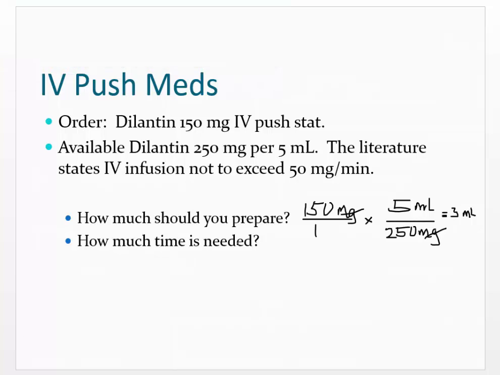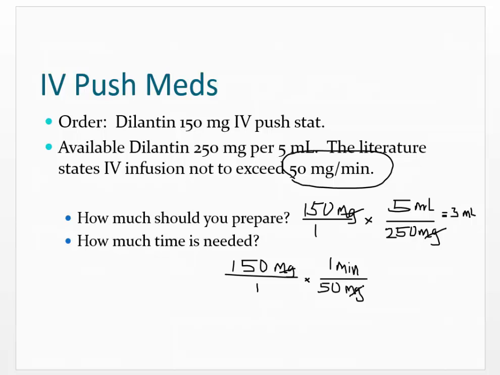Second question is how much time is needed. For the time, I'm going to focus on this rate, 50 milligrams per minute. This rate is in milligrams, so I want to go back to the order, which is also in milligrams. I'll start with the order again, 150 milligrams over 1. And this time I'll multiply by the rate that's given, so 50 milligrams on the bottom, 1 minute on the top, milligrams cancels, and I'm ready to do the math because that will give me an answer in minutes.